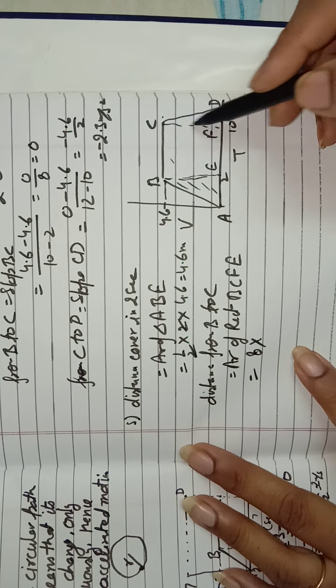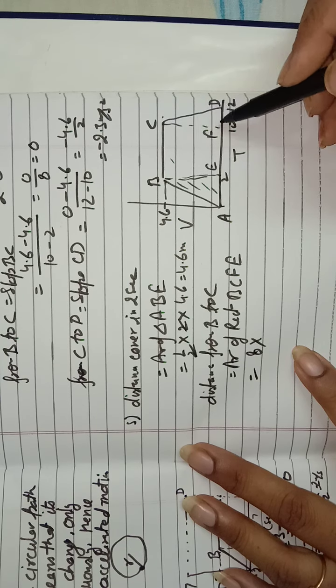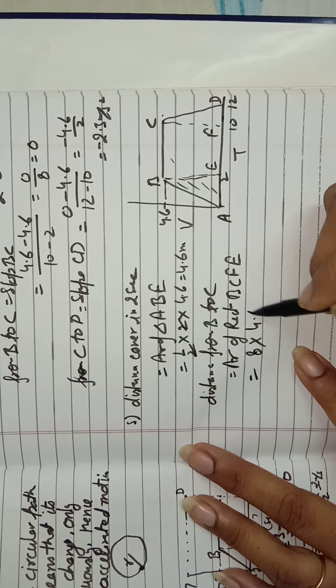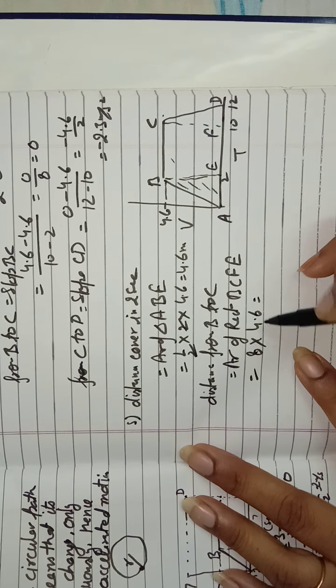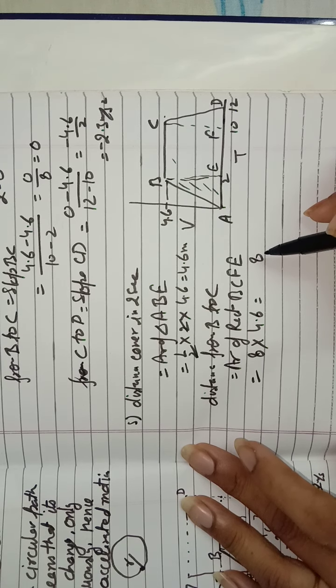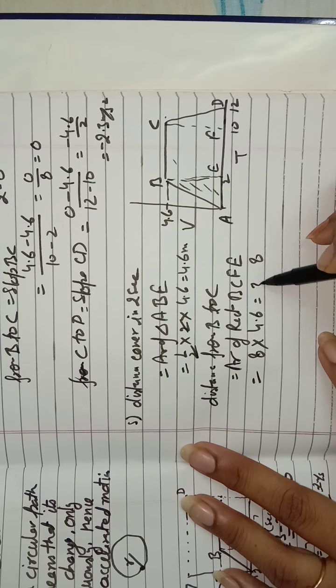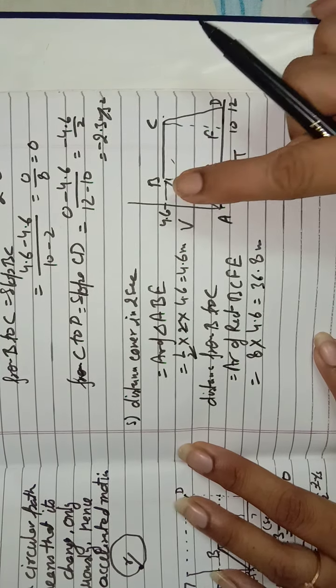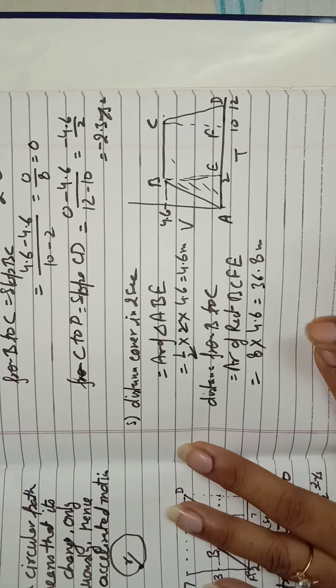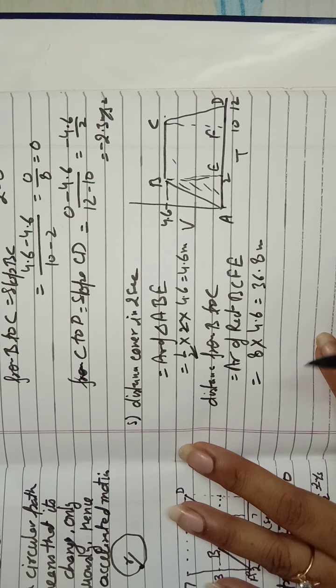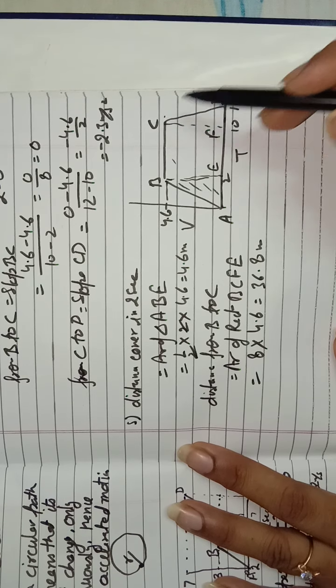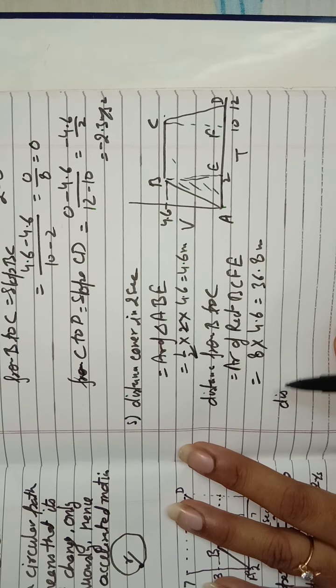And the height, the breadth, how much is it? It is 4.6. So by multiplying these values, this is the distance covered from B to C. And what about the distance covered from C to D?